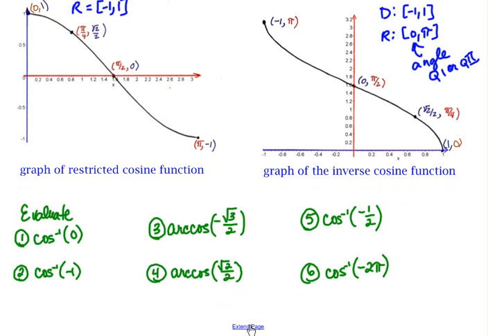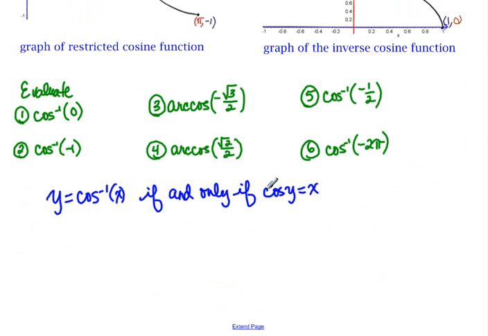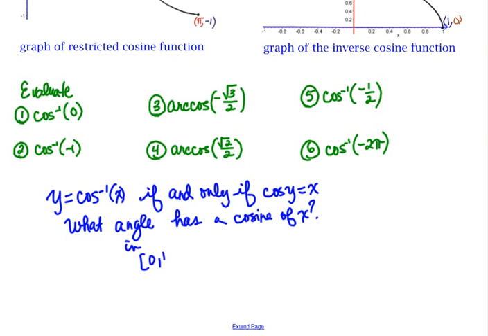So let's make this statement here: if we know that y is equal to cosine inverse of x, that is true if and only if cosine of y is equal to x. So again, we're asking ourselves, what angle has a cosine of x? And more importantly, what angle in the interval from 0 to pi has a cosine of x?